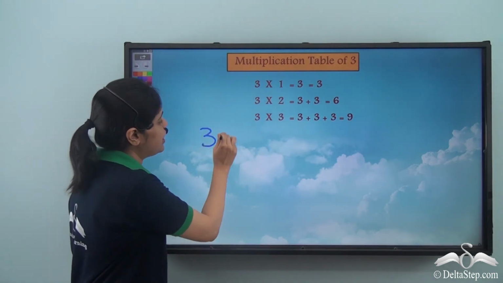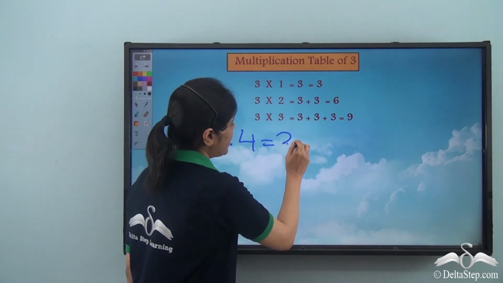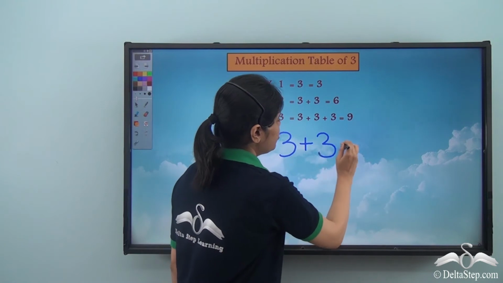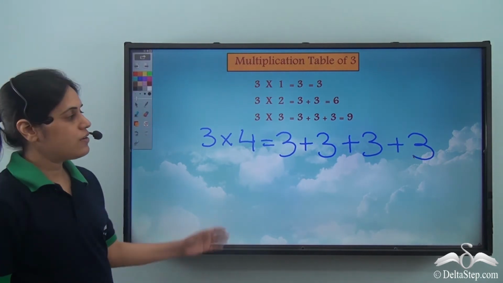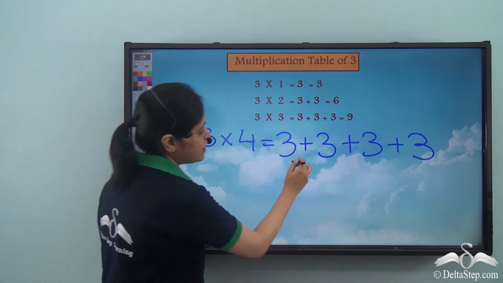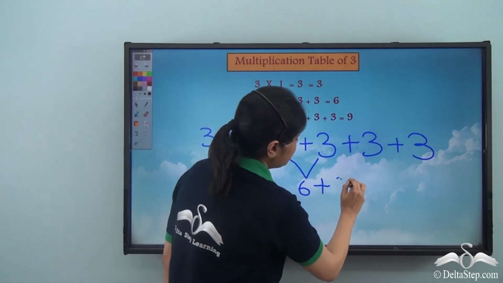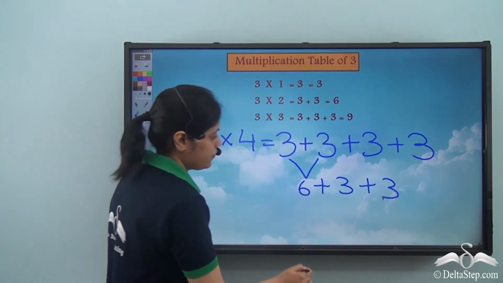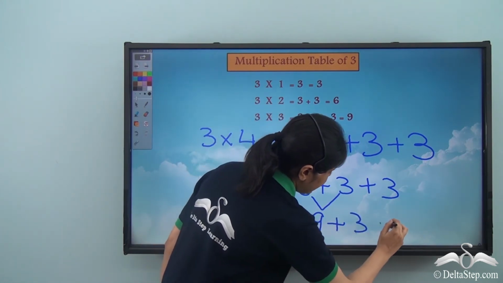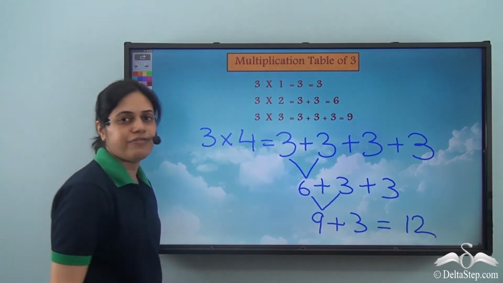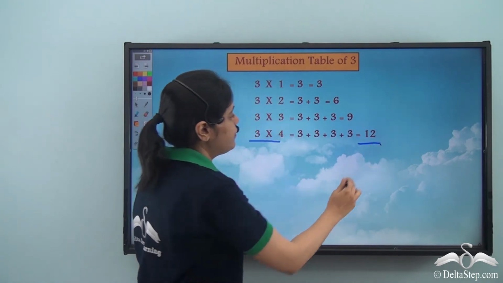Next is 3 into 4, which is 3 added 4 times. So 1 3, 2 3's, 3 3's and 4 3's. Let's add these two. I get a 6, plus the other two 3's, 3 plus 3. Now this 6 plus 3 is 9, plus 3, and 9 plus 3 is 12. So 3 into 4 is 12.